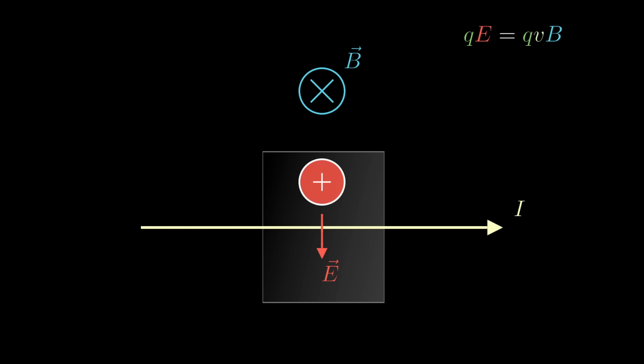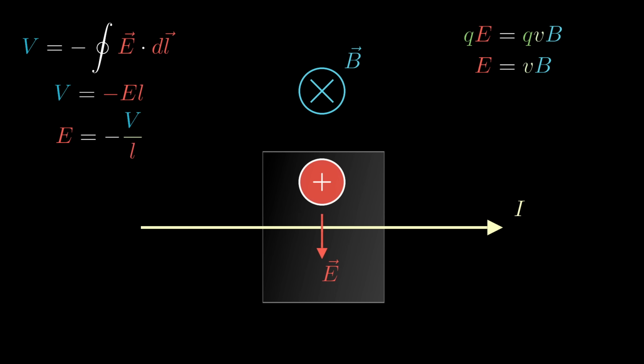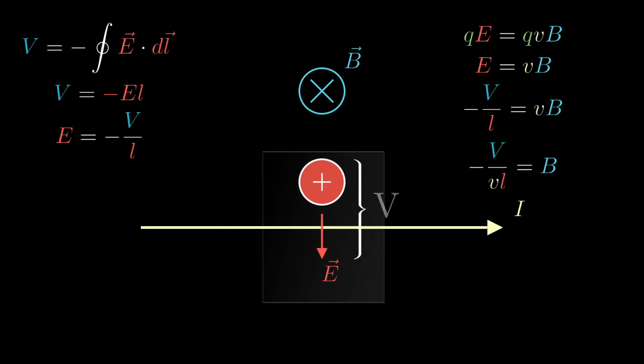Now we can cancel the Q's on both sides, and remember that the voltage is the accumulation of the electric field. We'll assume that the electric field is constant, in which case we get the voltage equal to the electric field times this distance, or that the electric field is the voltage divided by the distance. Substituting this in, we can solve for the magnetic field in terms of the voltage. We can calculate the velocity just like we did earlier, somewhere around 0.2 millimeters per second.